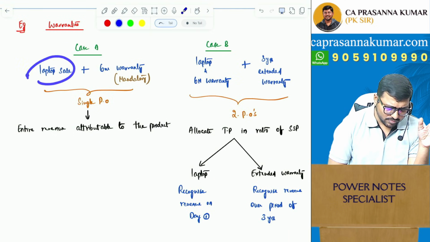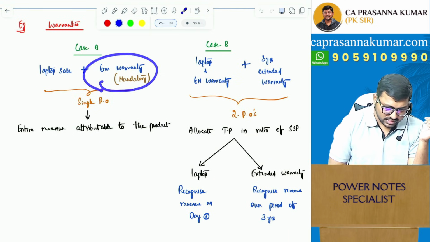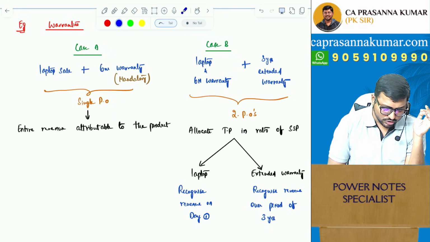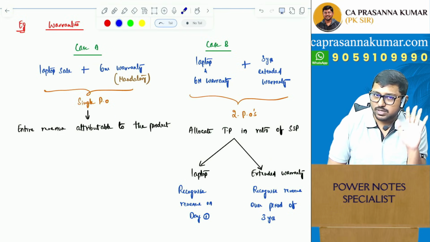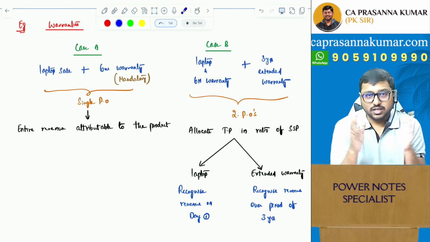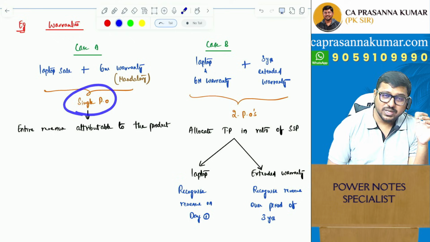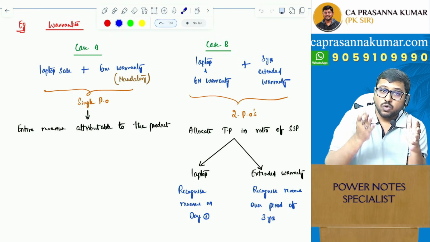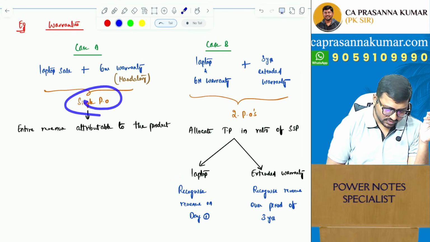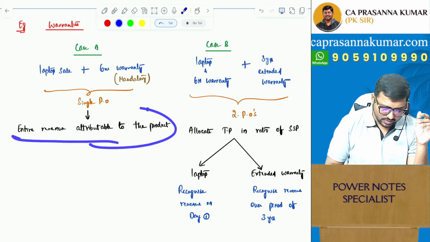So let's take a case here. In this case, you are buying a laptop plus 6 months warranty. By default, it comes with the laptop, which is mandatory. So you're not paying anything separately for this warranty. Please try to understand, it comes with the product. Same in case of Creta, the first 3 years warranty. So thereby, you should be considering this entire thing, the warranty plus the laptop, the product, put together as a single PO. Eventually, entire revenue will be attributable to the product.